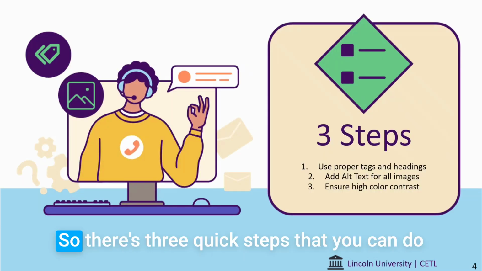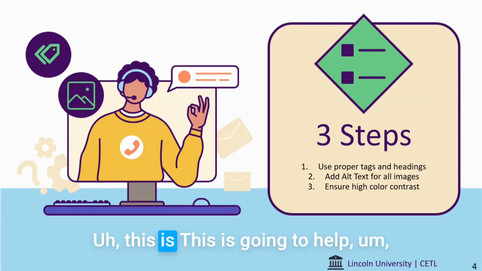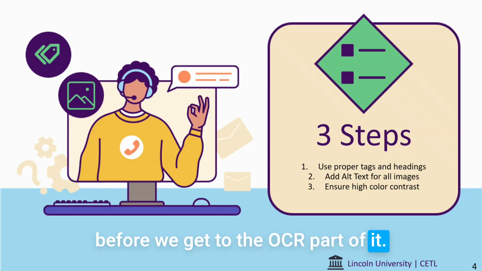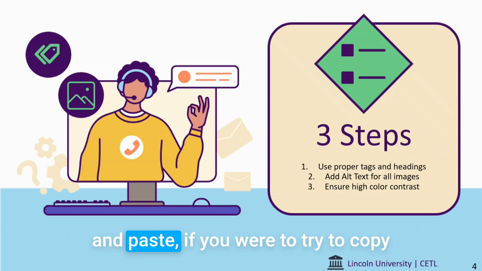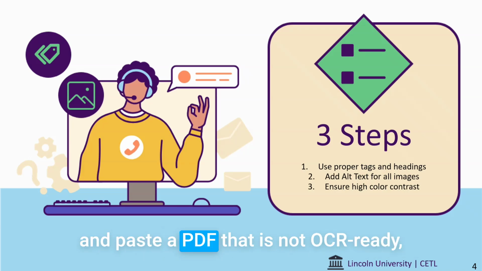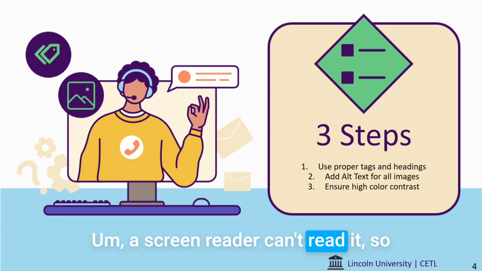There are 3 quick steps that you can do to ensure accessibility within Canvas. This is going to help before we get to the OCR part of it. If you can't highlight text, and you try to copy and paste from a PDF that is not OCR ready, it is just going to produce gibberish. A screen reader can't read it.